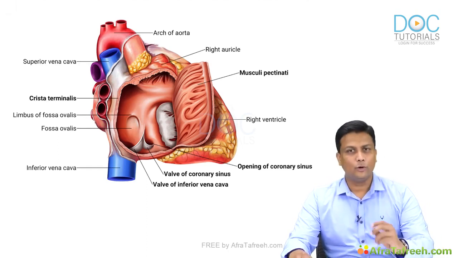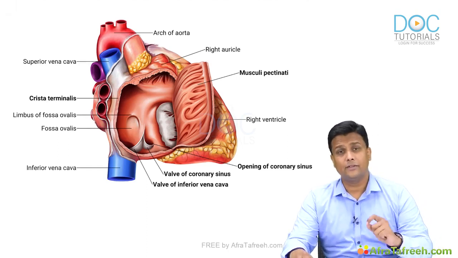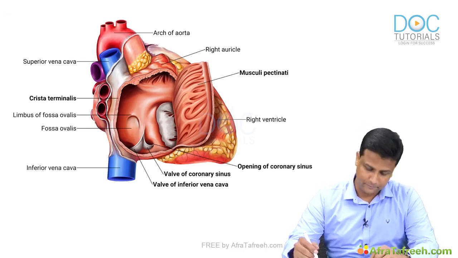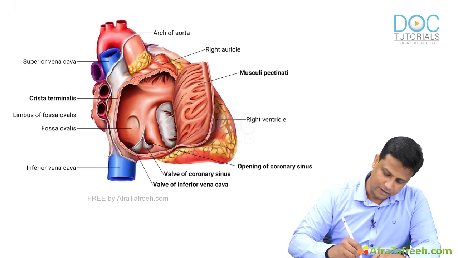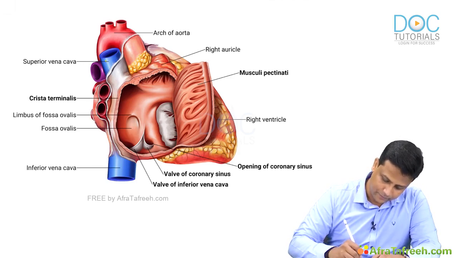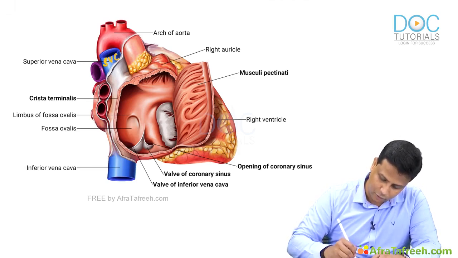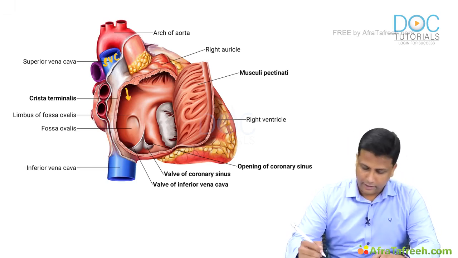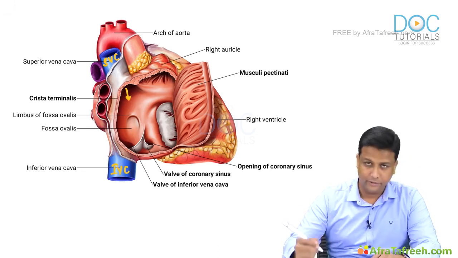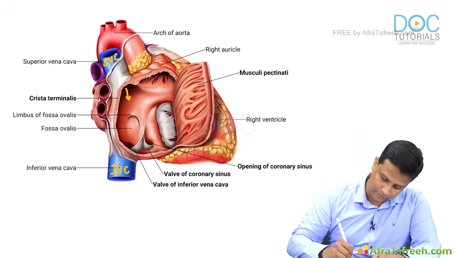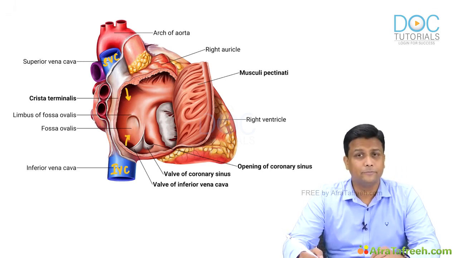Now I will tell you what to appreciate in this diagram, and afterwards we will draw this diagram together. First of all, this is the superior vena cava, and here you will see the opening of the superior vena cava into the right atrium. Below you have the inferior vena cava collecting the blood from the lower half of the body, and you can appreciate the opening of the inferior vena cava into the right atrium.